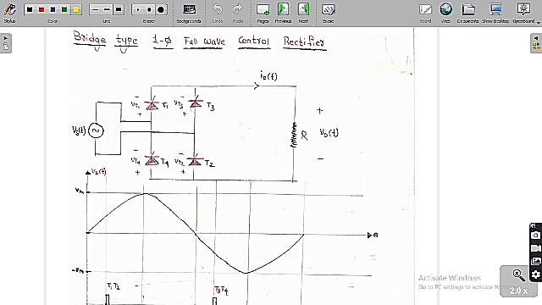Let me assume this is the supply voltage, Vs of t, and we are going to consider the four thyristors T1, T2, T3 and T4. So this is plus or minus Vt1, plus or minus Vt2, plus or minus Vt3, plus or minus Vt4, and this is the load resistor R. The output voltage across the load resistor is plus or minus V naught of t, and the load current is I naught of t.